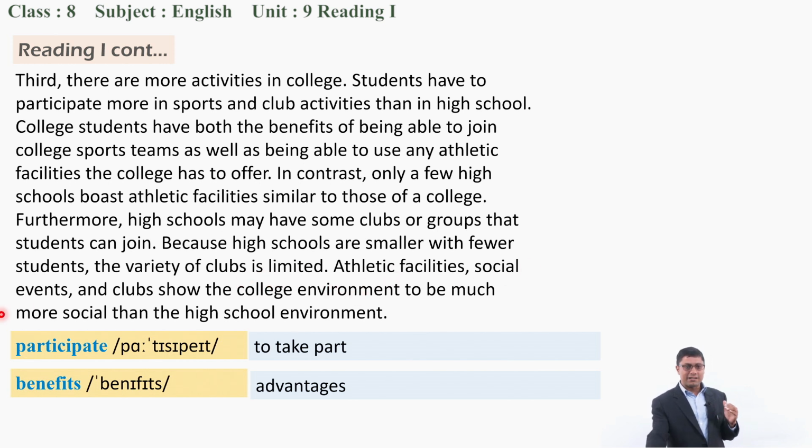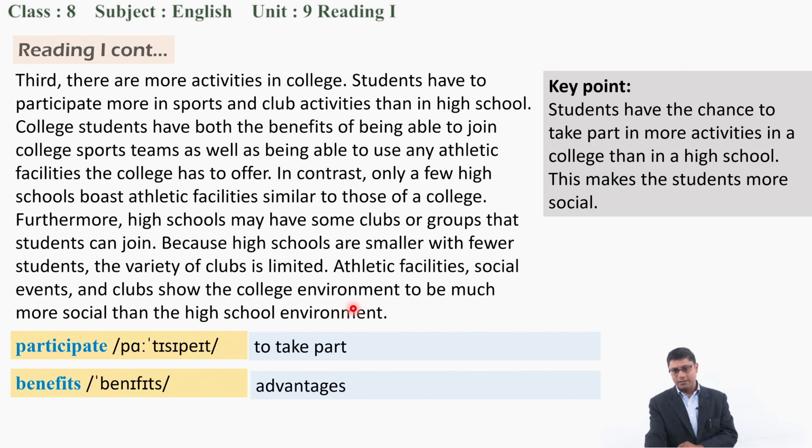Athletic facilities, social events, and clubs show the college environment to be much more social than the high school environment. And we know well, the more activities we do, we get the chance to meet more people. As a result, we become more social. Okay, students, can you summarize this? Can you tell me the gist of this paragraph? Okay, college students have the chance to take part in more activities in college than in high school. This makes the students more social.